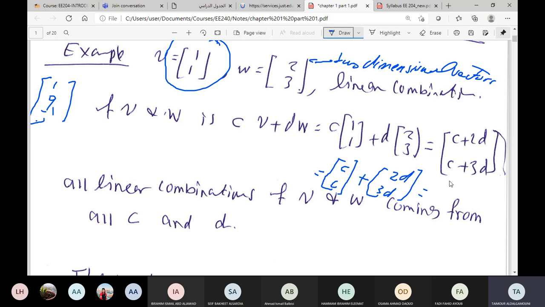Now when we add the vectors, we add the corresponding entries together. We add the first component to the first component, so this is c plus 2d. And we add the second component to the second component, so this is c plus 3d.